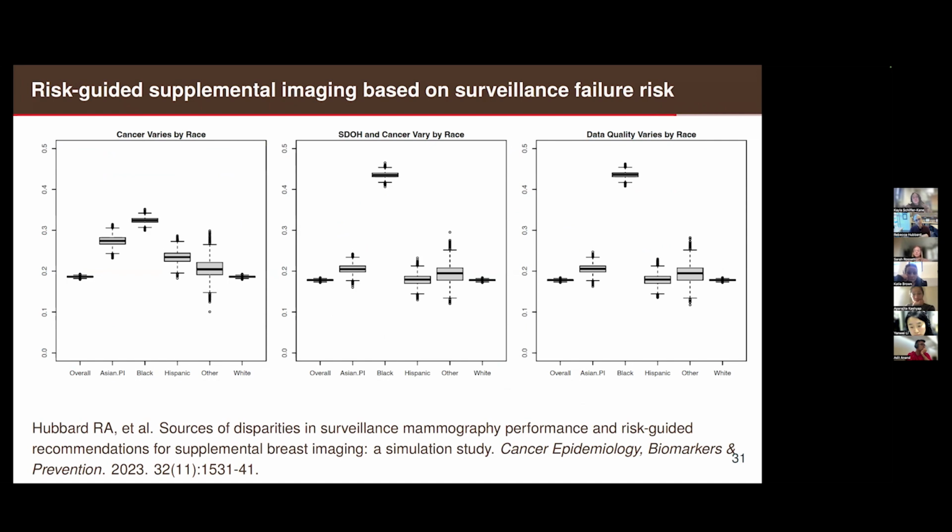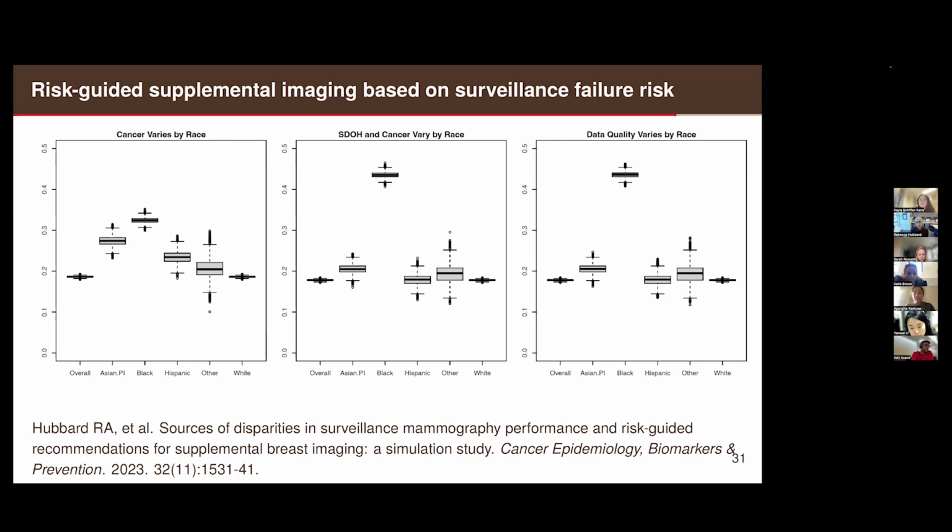So here what we did was to simulate data where we allowed cancer characteristics to vary by race, allowed social determinants of health and cancer characteristics to vary by race, or introduced differences in data quality that were differential by race. And then we looked at the proportion of women from each race and ethnicity group who would be recommended to receive supplemental imaging based on our personalized risk prediction model. What you can see is across the board, Black women were far more likely to receive a supplemental imaging recommendation than any other group.